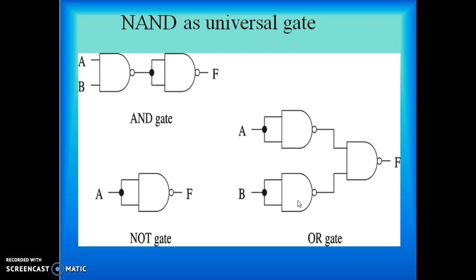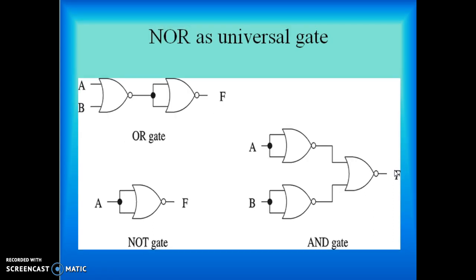For OR gate, inputs A and B are provided through the NOT gate, and output of the NAND gate will work as A plus B. You can write the logic equations at every stage and see how it realizes the AND gate, NOT gate and OR gate.